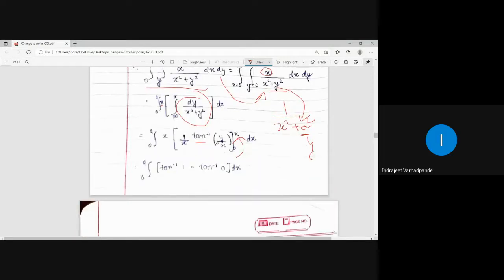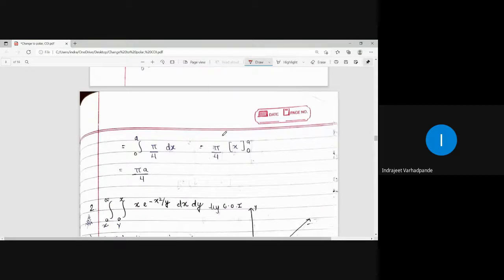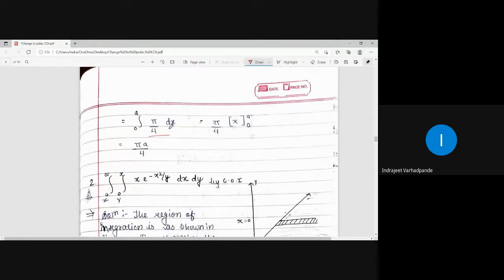Put upper limit as 1 by x tan inverse of 1 minus tan inverse of 0. For us y is the variable and x is constant, that is why 1 by x tan inverse of y by x. Put the limit in place of y, simplify, your answer will be constant. Integration of dx is x. Put the limit 0 to a, upper limit minus lower limit, you get the answer as pi a by 4.